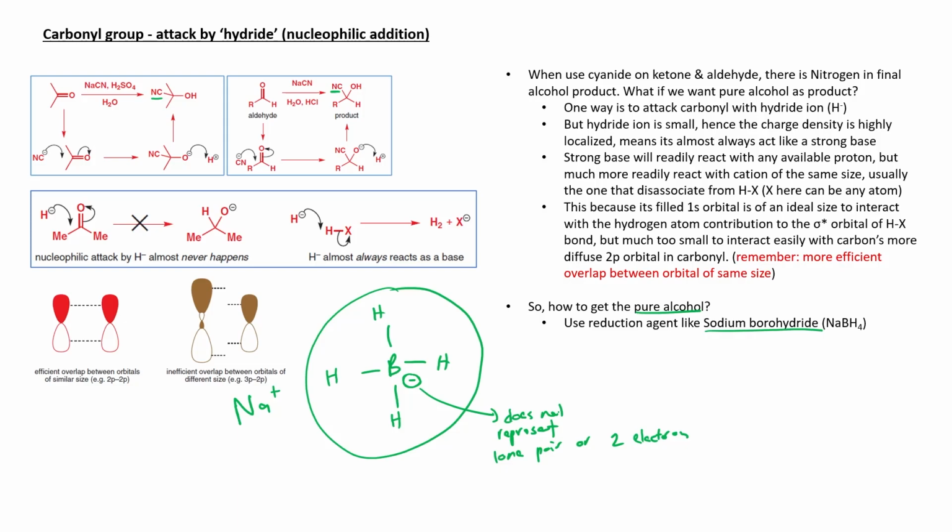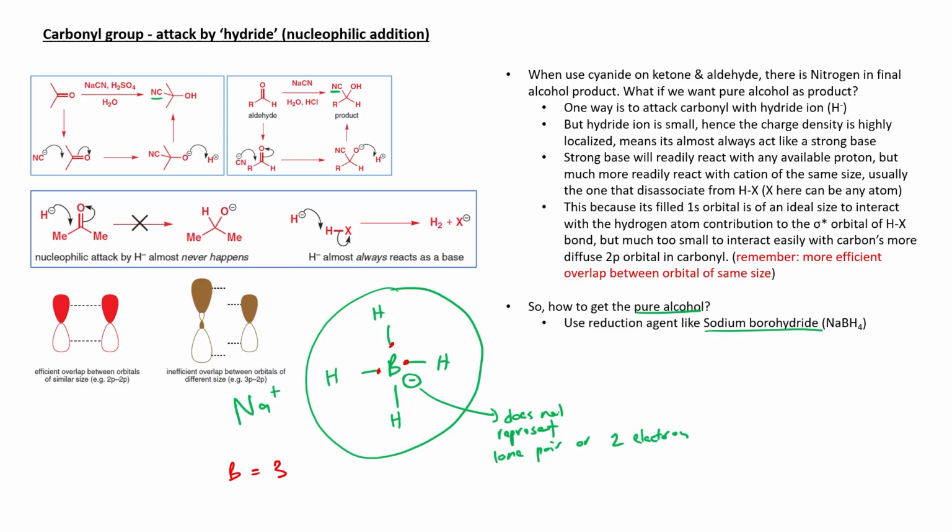The analogy is the same as with the oxonium ion, because boron itself has 3 valence electrons, but here you have 1, 2, 3 bonds. It's already an extra electron. So it is negative, but you need to remember this negative charge does not represent a lone pair.